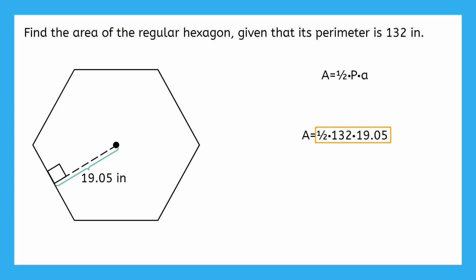1,257.3. Since our lengths were given in inches, our area is measured in inches squared. And now that it's properly labeled, this is our final answer.